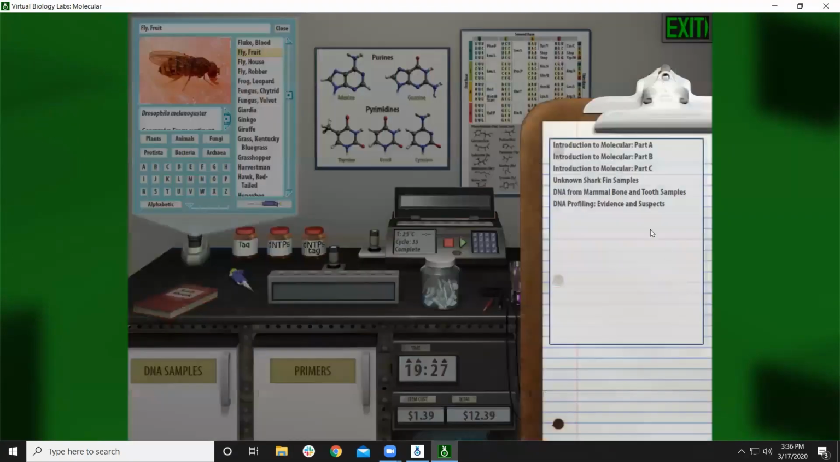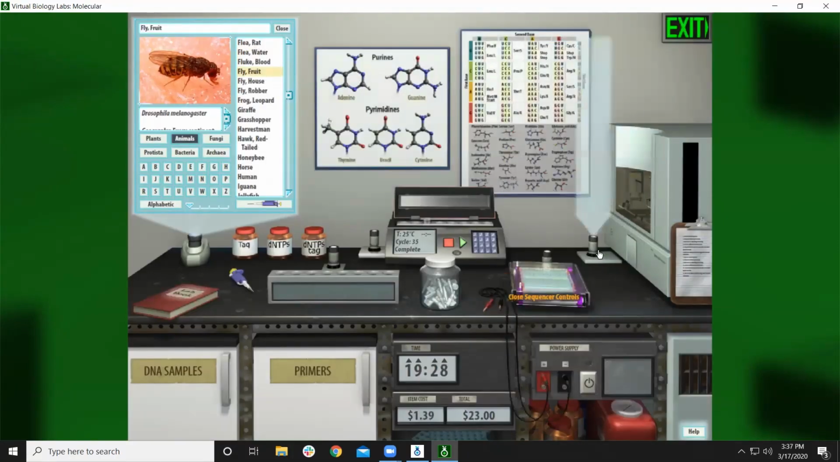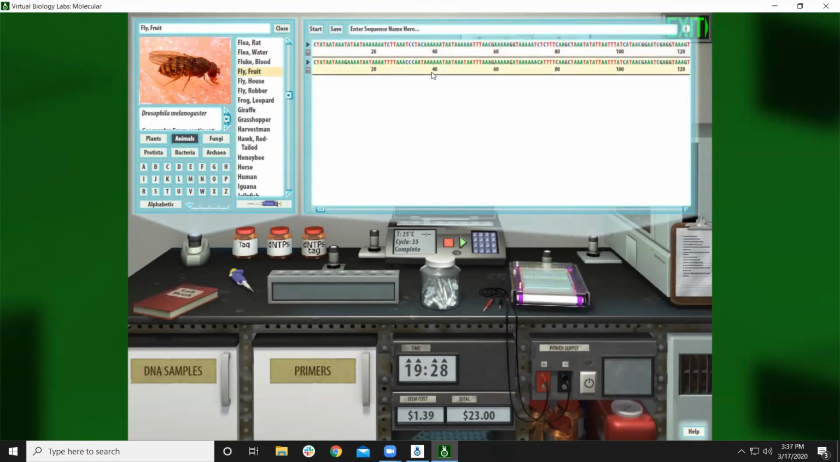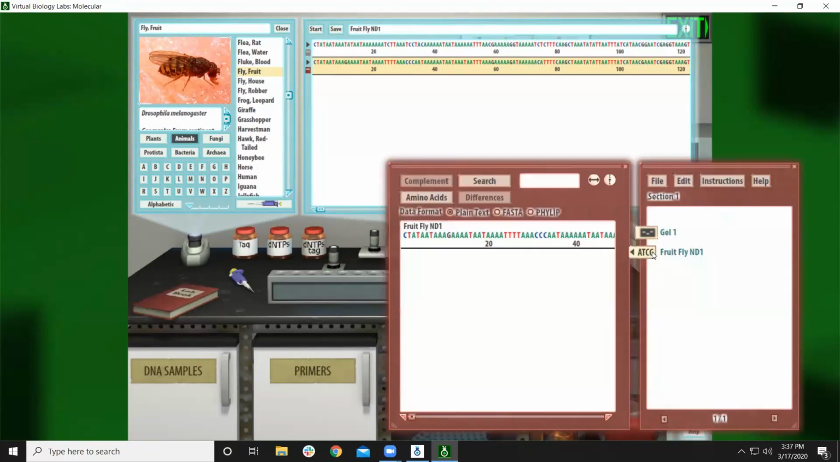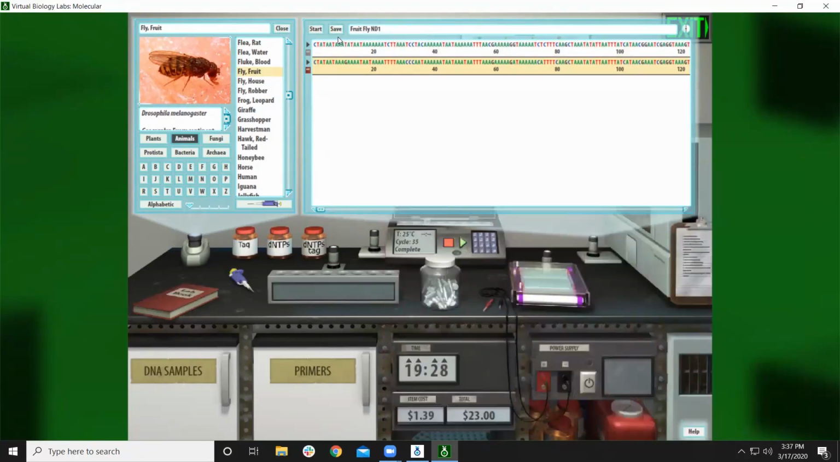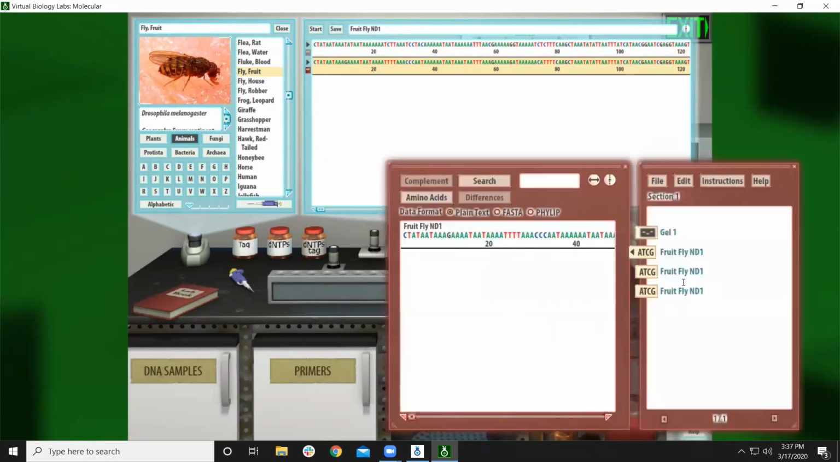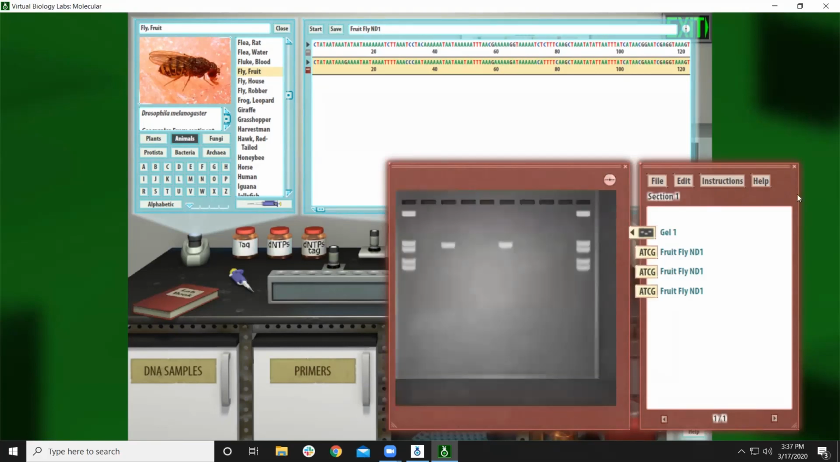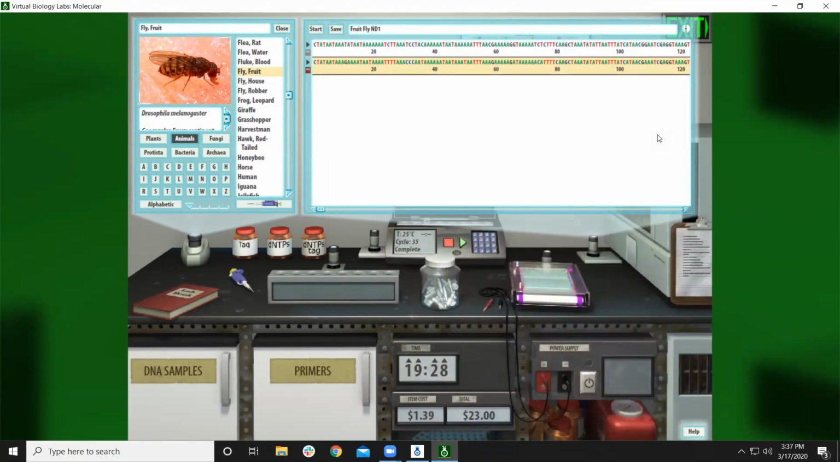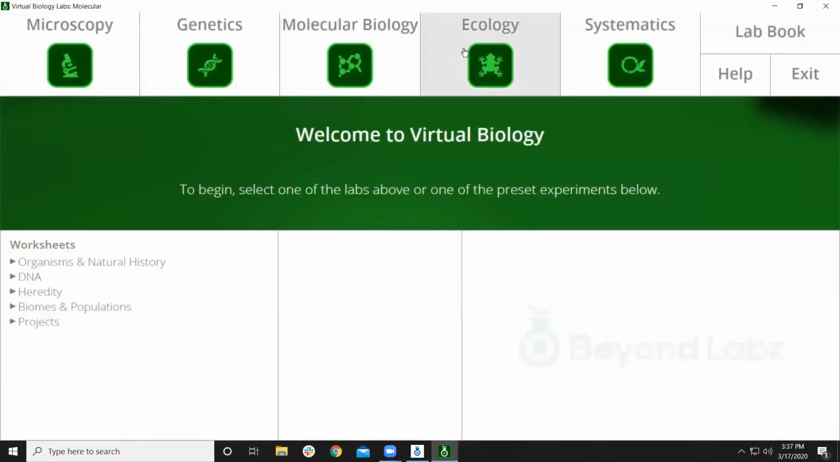I'm going to clear the lab and just start with something we've already done for the 2 genes. And so here are their sequences, which I can click on, save it, click on this, sorry about that, save that, and then go to my lab book, and there is my fruit fly. I didn't actually miss this one, so we'll save that and go back to my lab book. And so there's my sequence for the fruit fly. For the other one, here's my gel. So that's how it works here. So that's molecular. Lots of cool things you could do there.